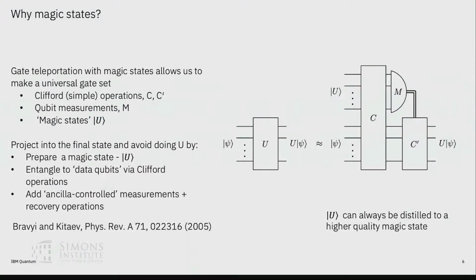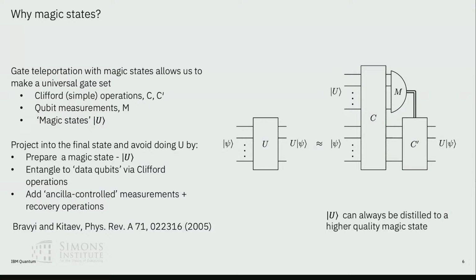We heard earlier this morning how just having Clifford operations is not enough, and including a special resource called a magic state can complete a universal set of logical gates. If you want to do some non-Clifford operations, rather than having the state evolve under a non-Clifford operation, you could use a magic state, and with some simple Clifford entangling operations and measurements, you can project directly into the final state that you'd like.